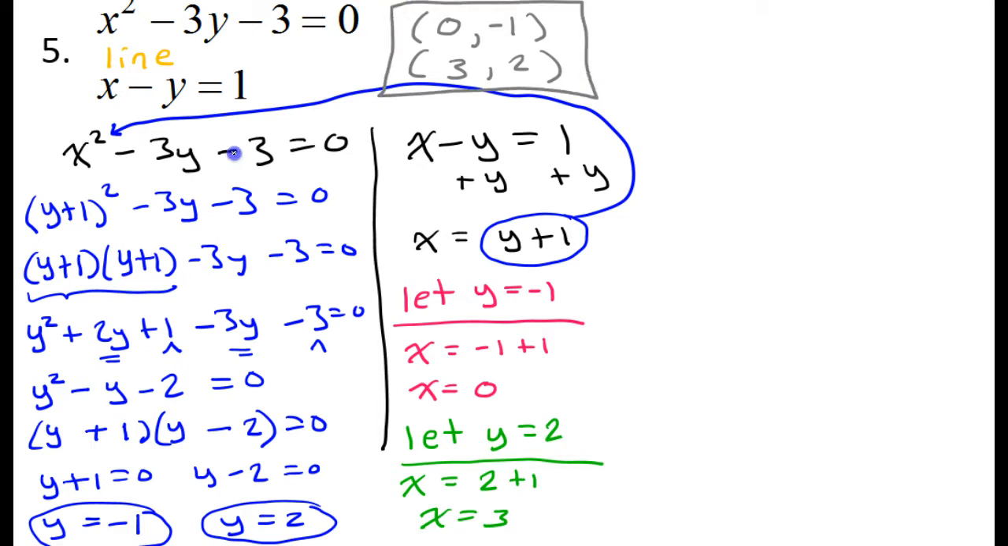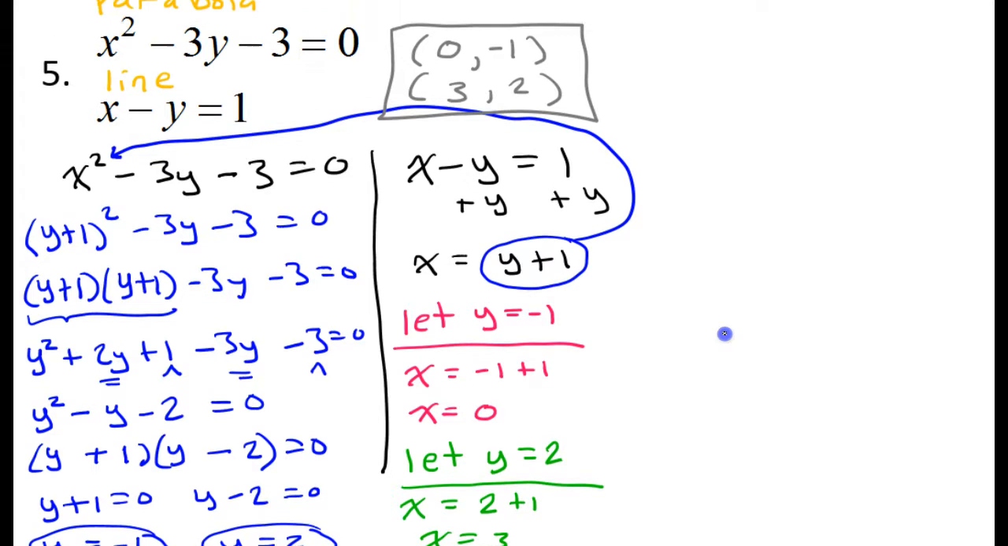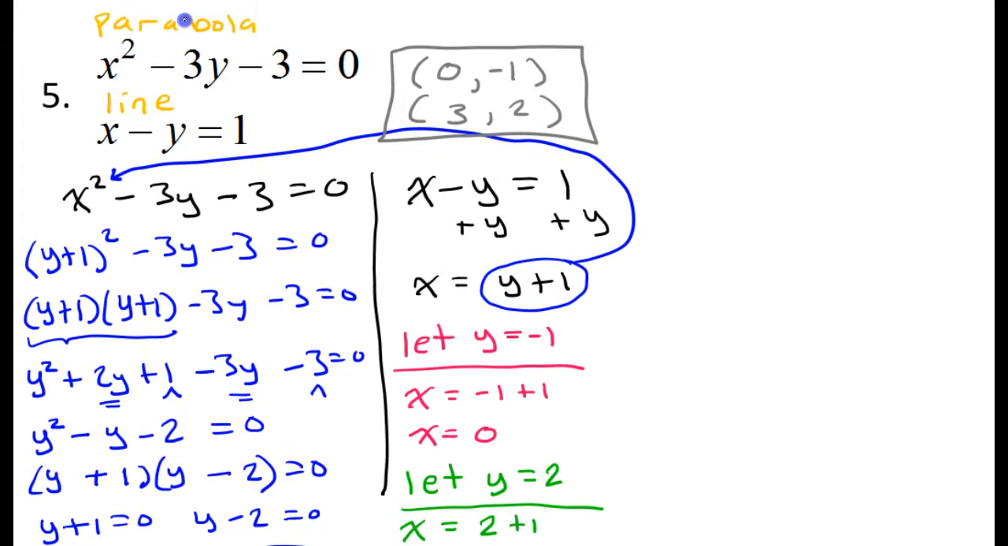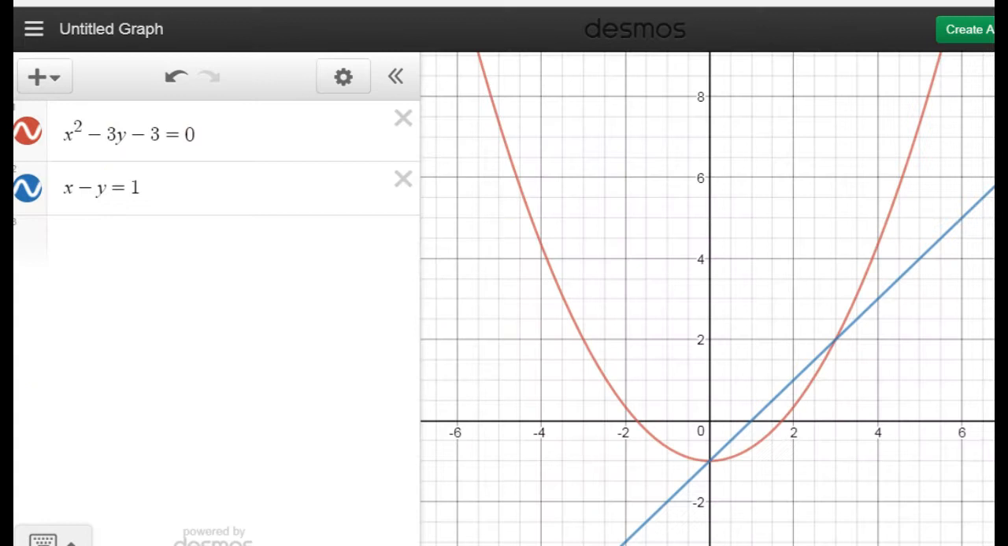Let's go ahead and take a peek at Desmos.com and see how the parabola and line intersect at these 2 points. So here we have the parabola and line that we were working with, and we can see that they intersect at these 2 points, 0, -1 and 3, 2, which are the same 2 points we found solving the equation by hand.